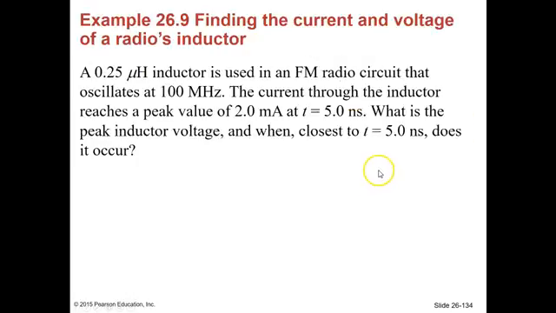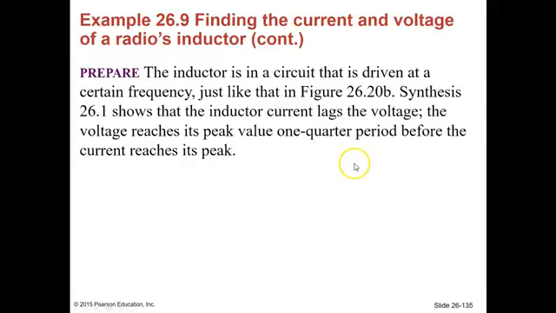And then this is a good problem. We're going to find the current and voltage of a radio's inductor. So we've got a 0.25 microhenry inductor, so times 10 to the negative 6. It's used in an FM radio circuit that oscillates at 100 megahertz. The current through that inductor reaches a peak value of 2 milliamps at 5 nanoseconds. So they want to know what is the peak inductor voltage and when, closest to the 5 nanoseconds, does it occur. So lots going on in this problem.